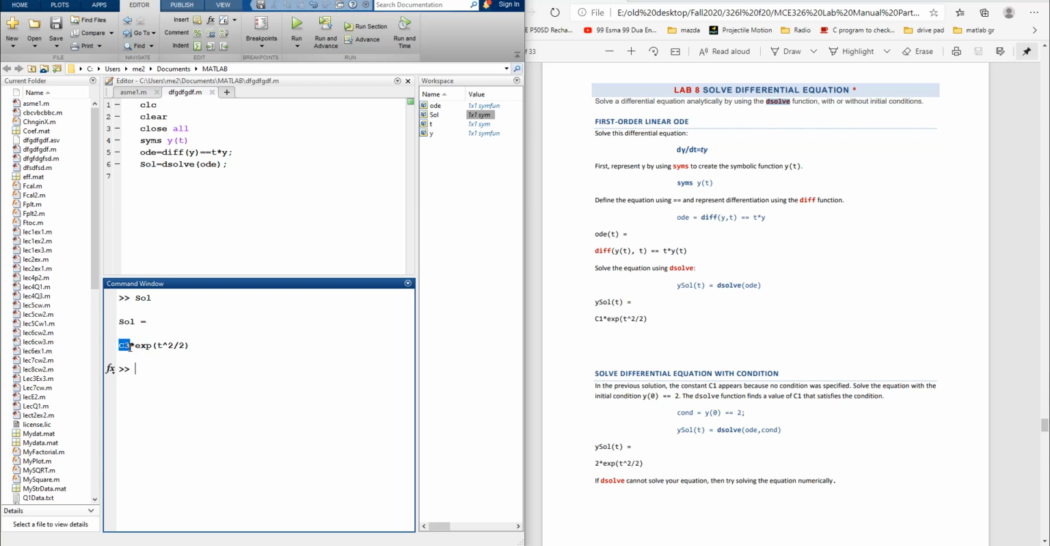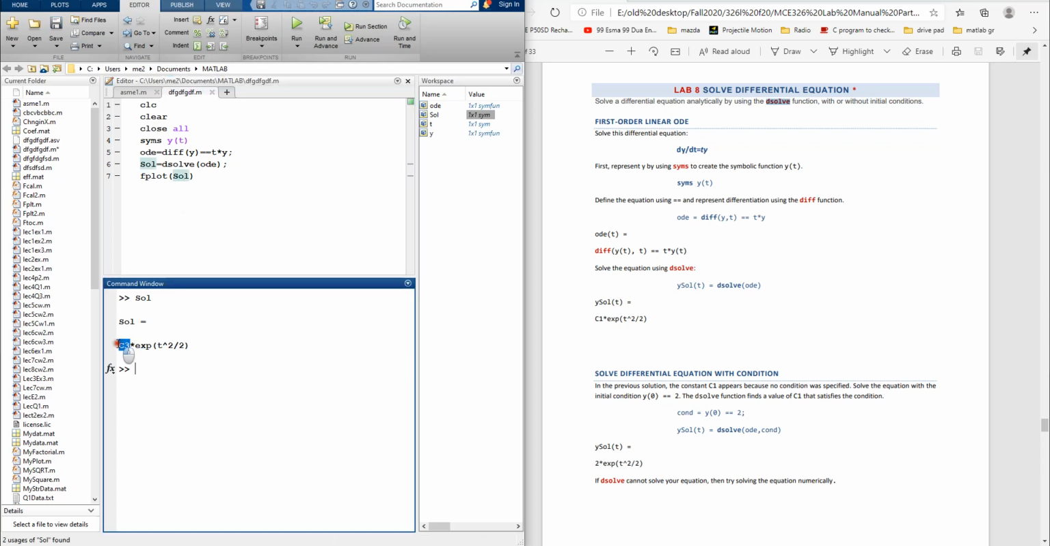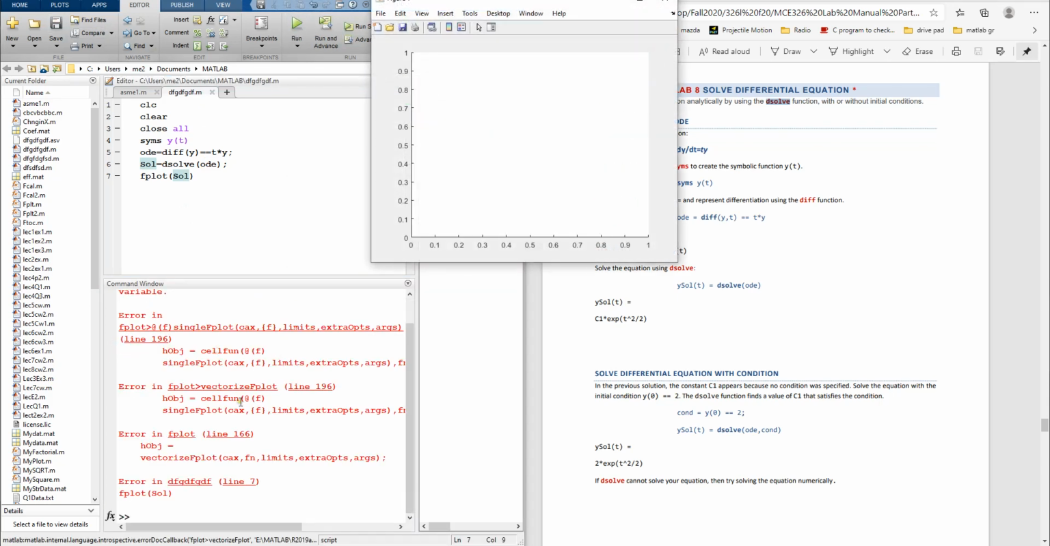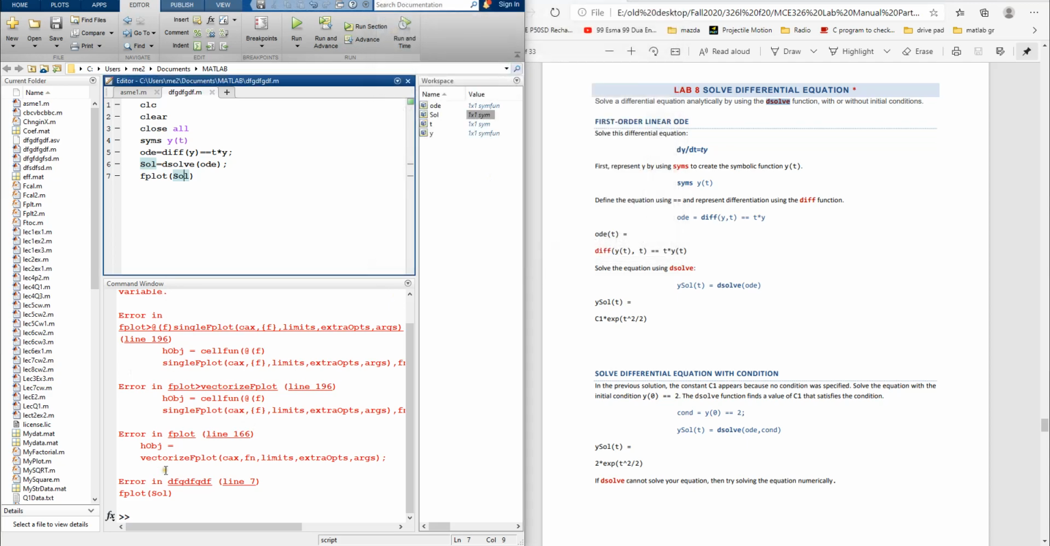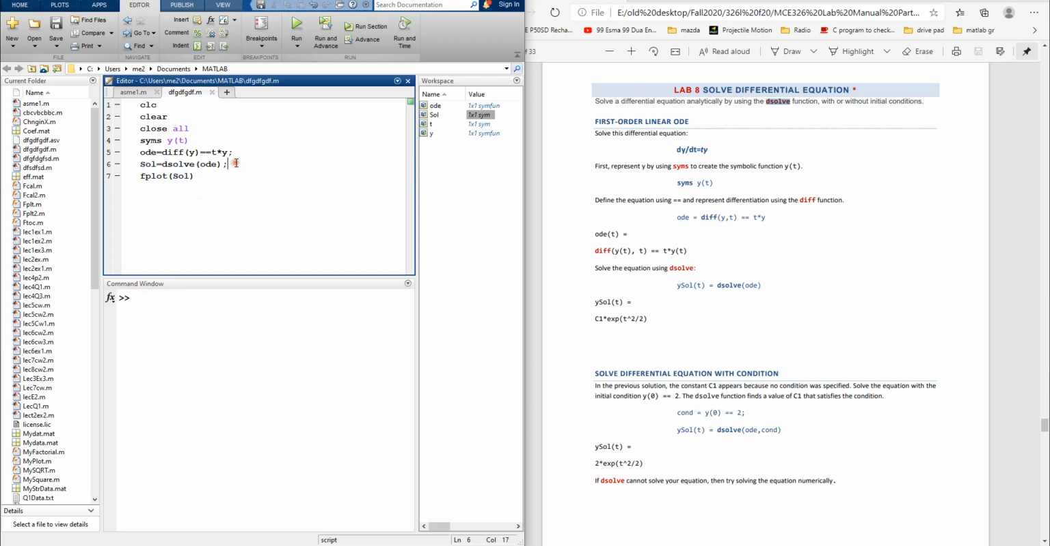How can I find the value of the constant? By the way, if you want to plot the solution, we will not be able to plot. Why? Because we don't have the value of this constant C3. I will show you. Run the program now. We got an error, because we don't have the value of C3. Now, before plotting, how can I find the value of C3?